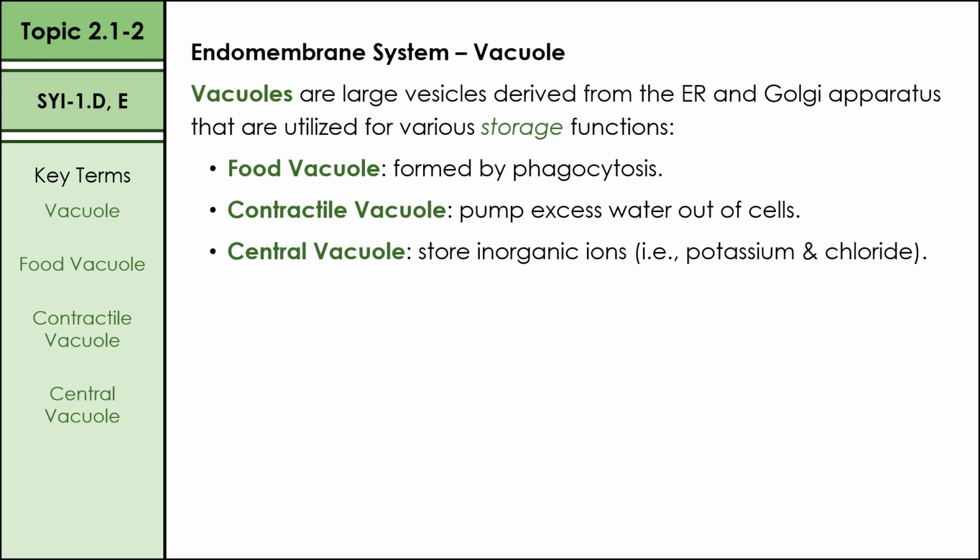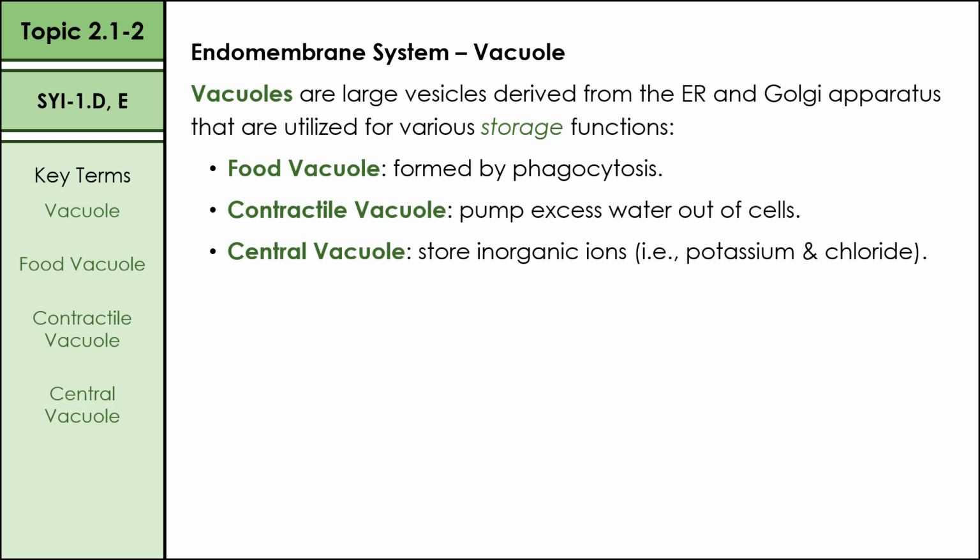So, vacuoles are large vesicles, so they're large membrane bubbles derived from the endoplasmic reticulum and our Golgi apparatus. And they are utilized primarily for storage functions. So we look at different types of vacuoles based on what they're storing. So we can store food, which the food molecules are formed by the phagocytosis performed by our lysosome.